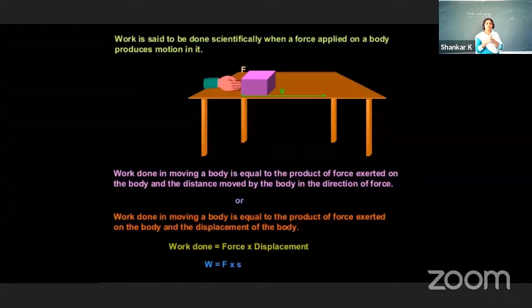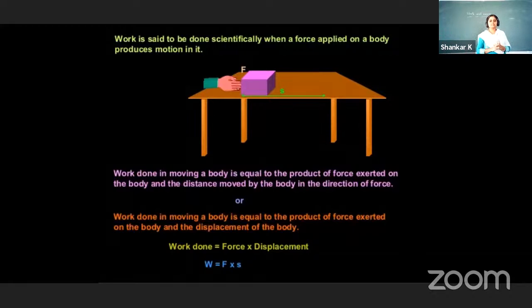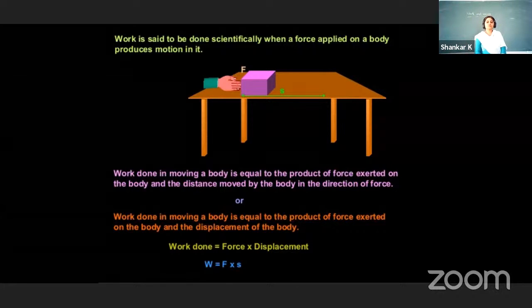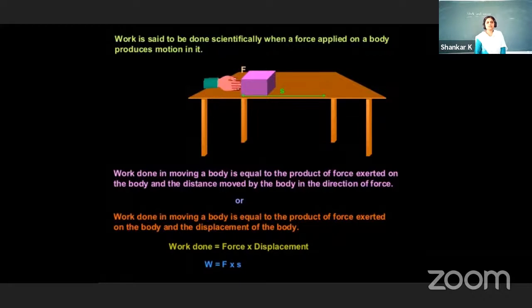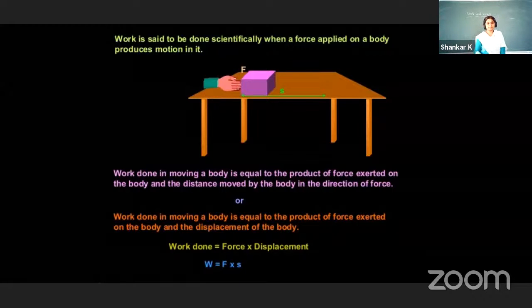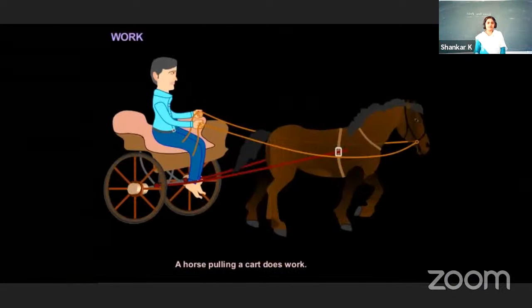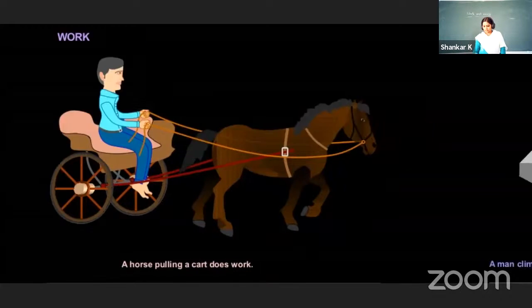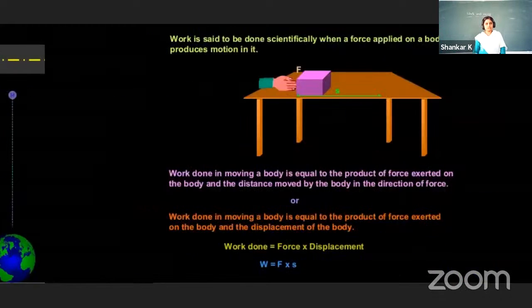So work done in moving a body is equal to the product of the force exerted on the body and the distance moved by the body in the direction of the force. Okay, what I said now. So here, work done is equal to force into displacement, we say that. When you push a car, okay, it changes its direction. In whichever direction you push it, it changes the displacement. So the first picture we have taken, what is that? The cart. Pulling a cart means it moves a little far distance. So here we can say that.